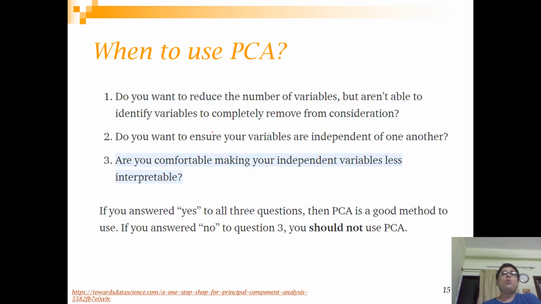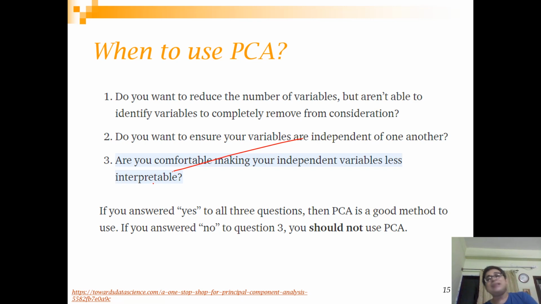So when to use PCA? There are some questions. Do you want to reduce the number of variables but aren't able to identify variables to completely remove from consideration? Basically you are not able to select or eliminate some feature. Do you want to ensure that your variables are independent of one another? As the components are orthogonal, they will be independent of each other. And are you comfortable making your independent variables less interpretable?